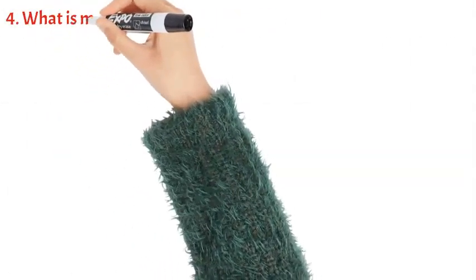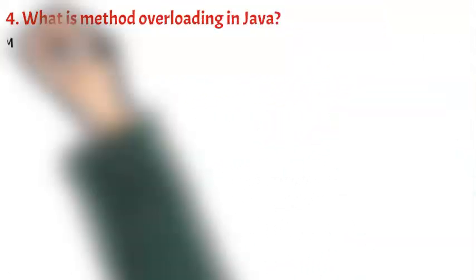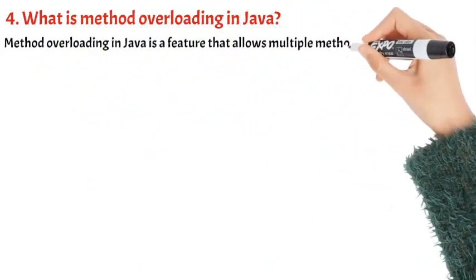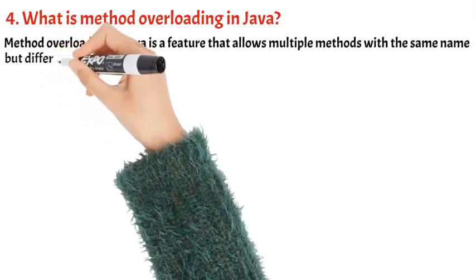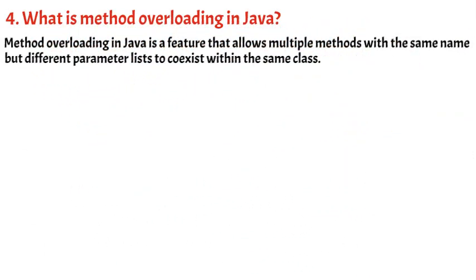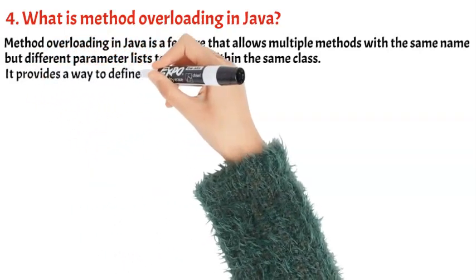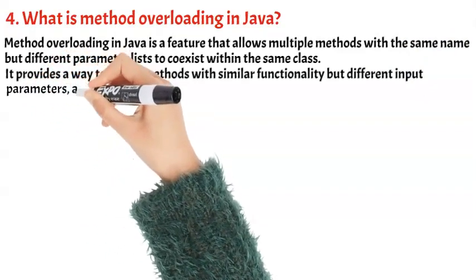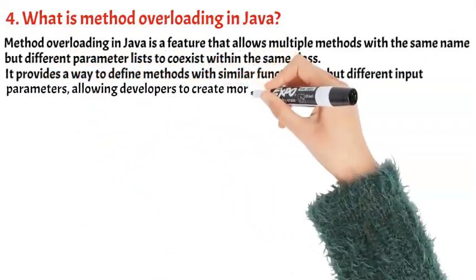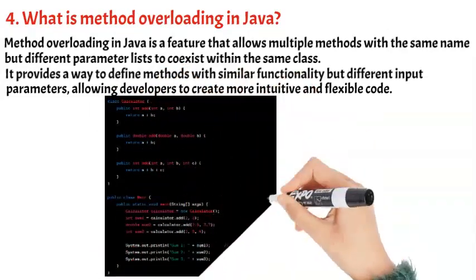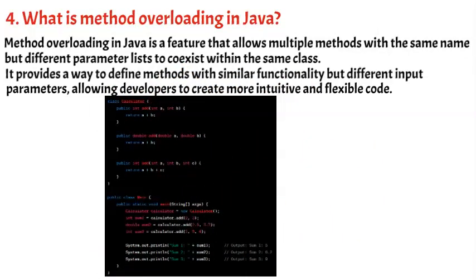4. What is method overloading in Java? Method overloading in Java is a feature that allows multiple methods with the same name but different parameter lists to coexist within the same class. It provides a way to define methods with similar functionality but different input parameters, allowing developers to create more intuitive and flexible code. In this example, the Calculator class has 3 overloaded add methods.